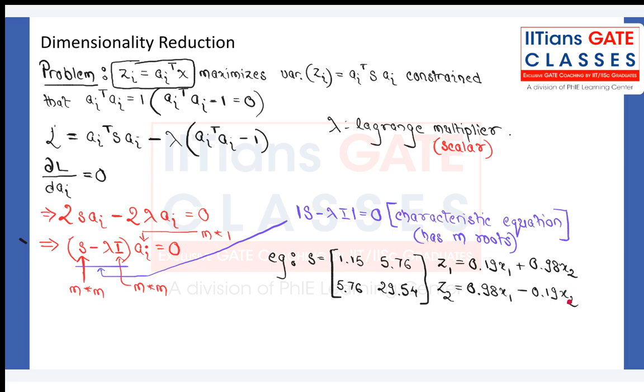Your lambda you will get is 30.66, and lambda 2 is 0.03. See, everything just boils down to doing eigen decomposition, eigenvalue decomposition. Any questions?